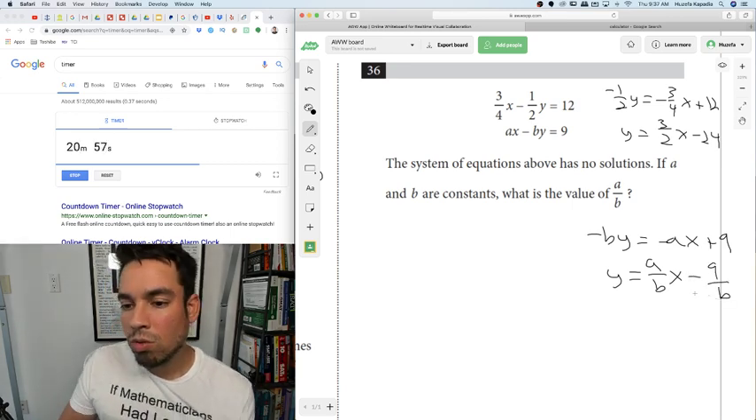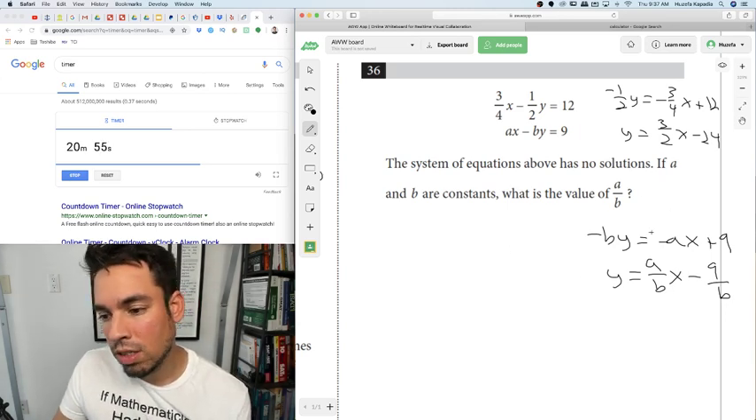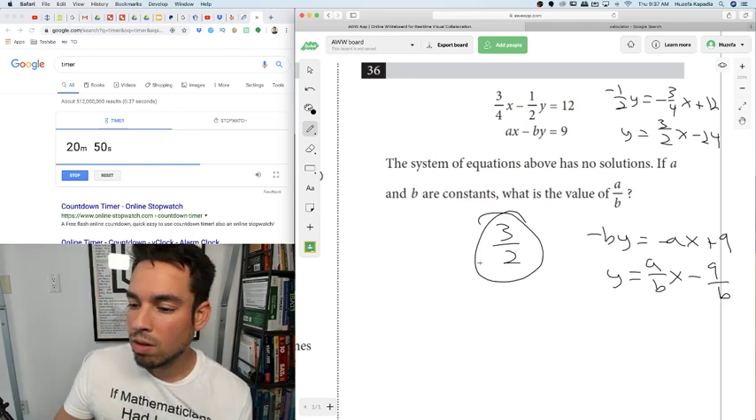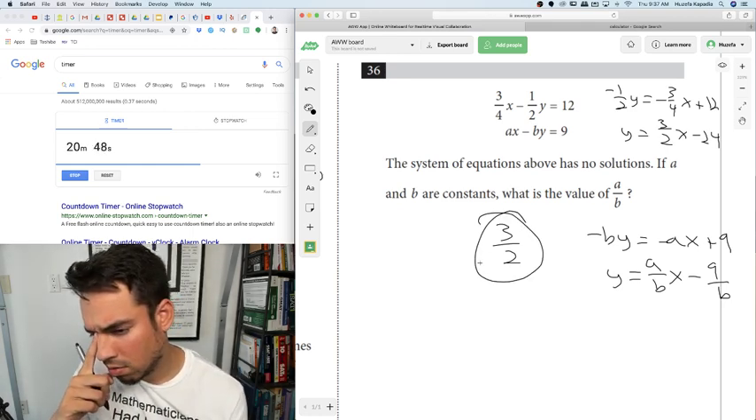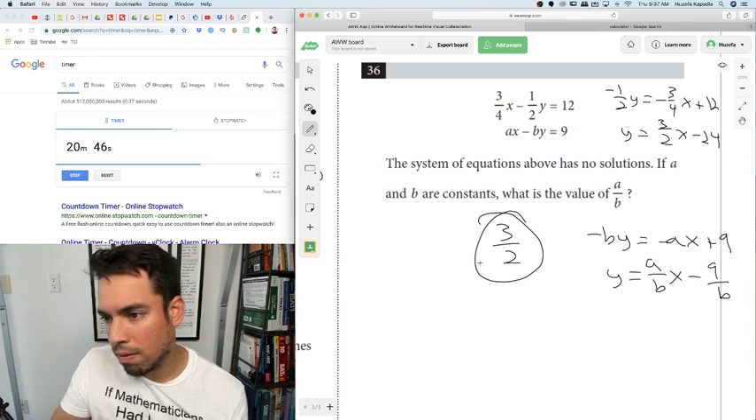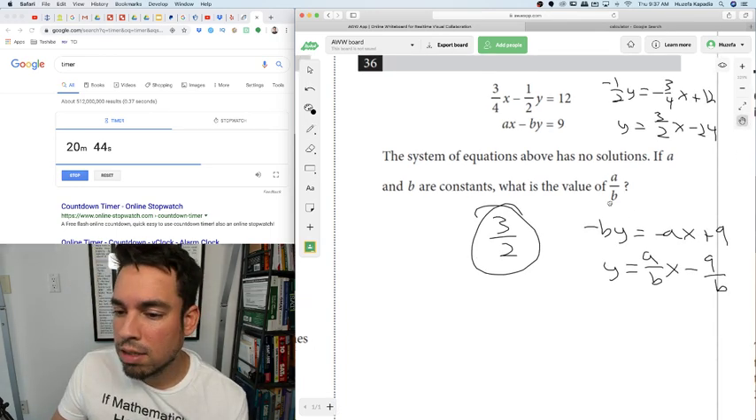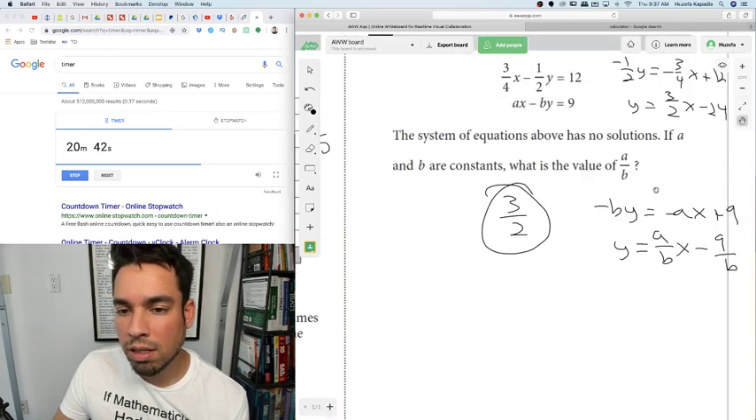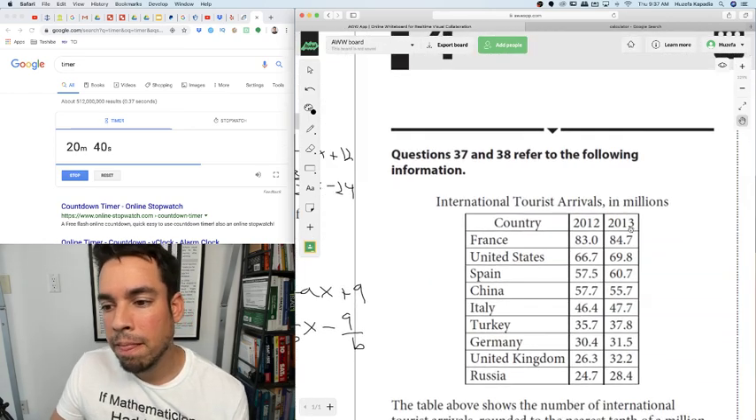All right, so what is the value of a over b? It's 3. Oh, I don't even need to do that. It's 3/2. Yeah, it has the same slope. All right, next is 37.